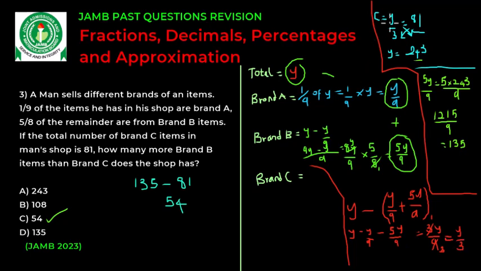But we are given brand C as 81 according to the question. So we equate it with y/3 and cross multiply, and our y is equal to 243. Since we wanted to know how many more items brand B has than brand C, we go to brand B, which is 5y/9. We substituted the y, 243, and multiplied 5 times 243. We had 1,215 divided by 9, which gave us 135.